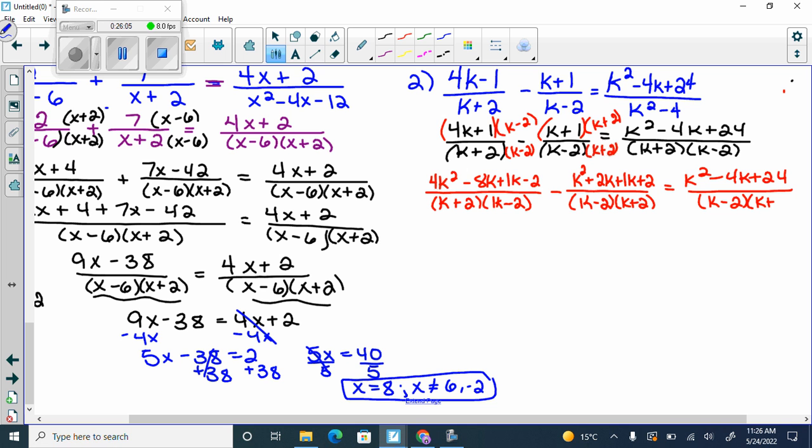Now the left-hand side has a common denominator. Wait, you did 4k plus 1, but it was 4k minus 1. Oh, that's disappointing. You're going to have to erase that.